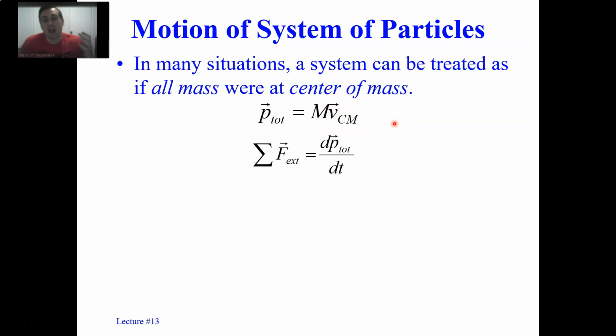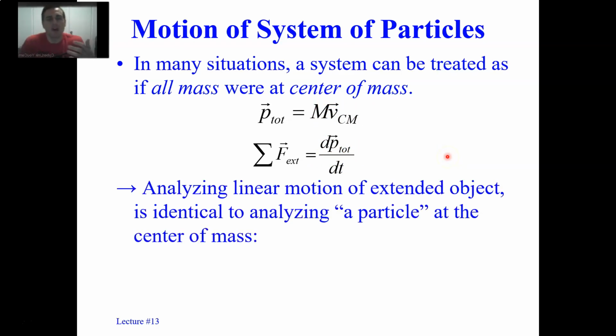And it turns out even the net external force, so the net force, is the time derivative of the total momentum vector, which again depends upon center of mass. So analyzing linear motion of an extended object is identical to analyzing a particle at the center of mass. And remember, we've defined the particle earlier this semester. We often just track a single particle, and that is just the center of mass of that multiple extended object, or many objects all moving around.